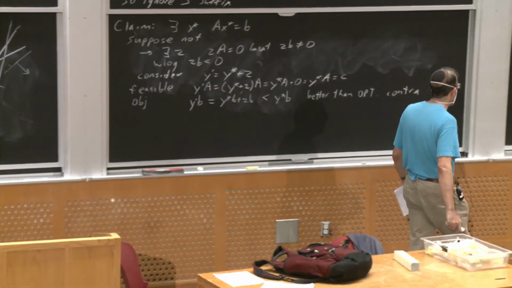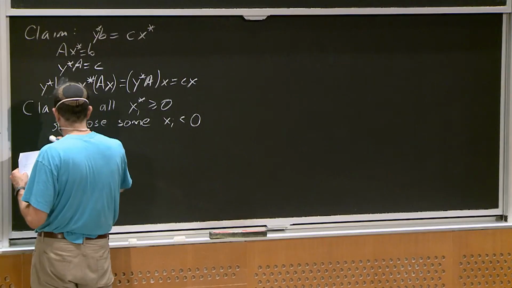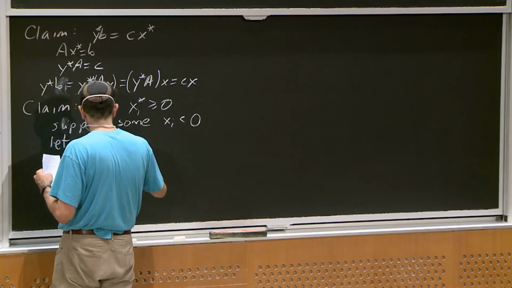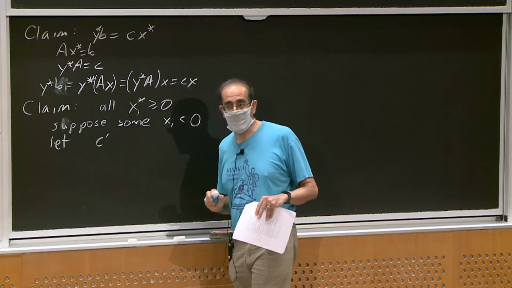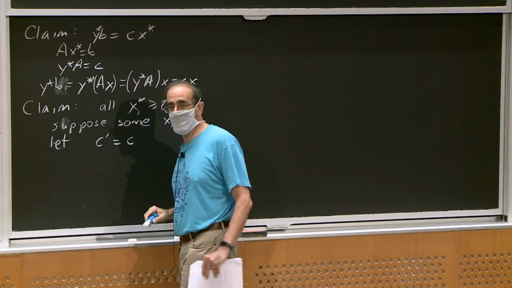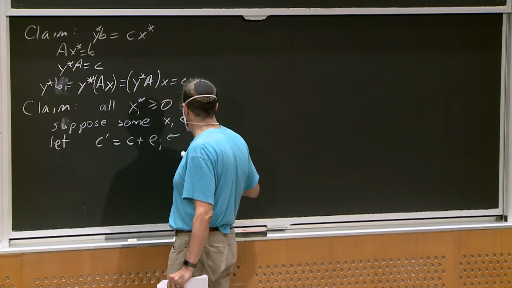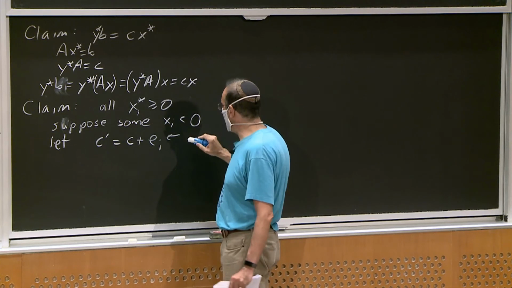Okay? So what I'm going to do is I'm going to imagine moving the constraint. Okay? I'm going to make a new constraint vector, which is equal to the old constraint vector, but I'm going to add the ith basis vector.